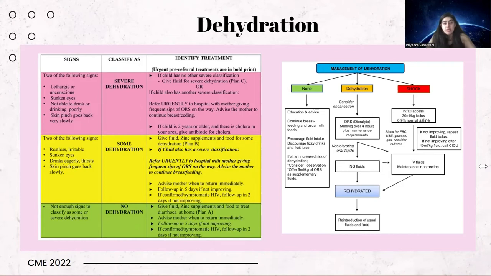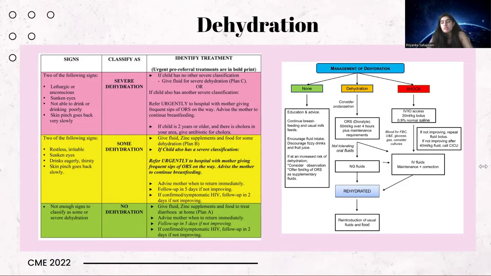You have some dehydration: give fluid, zinc supplement and food for some dehydration, and see whether they are in the classification of only some dehydration or severe dehydration. And if they are severely dehydrated, you need to urgently refer them to the hospital.